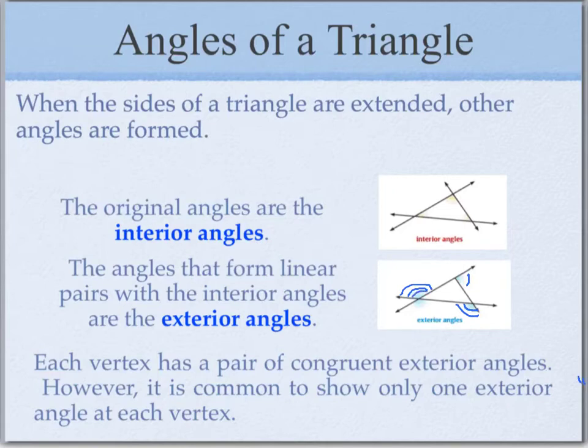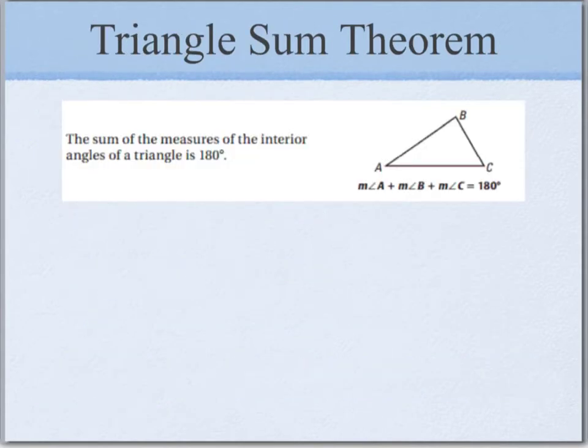And there would be three exterior angles there. Okay? So those are the three exterior angles, and then of course we have the three interior angles. So let's talk exterior and interior angles. The first theorem is called the triangle sum theorem.